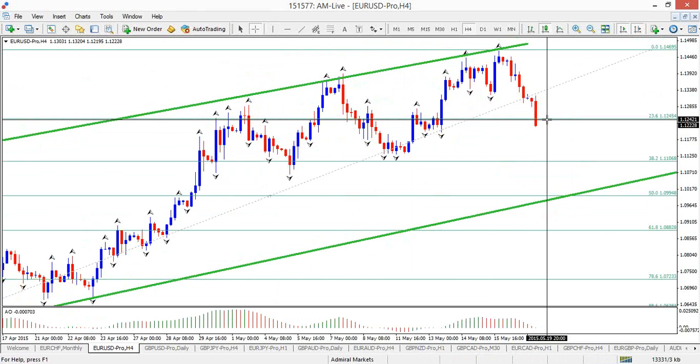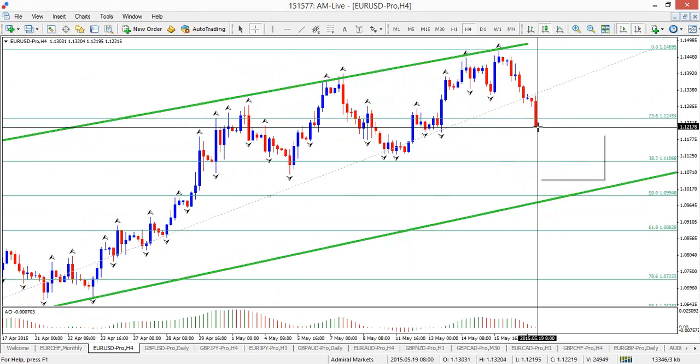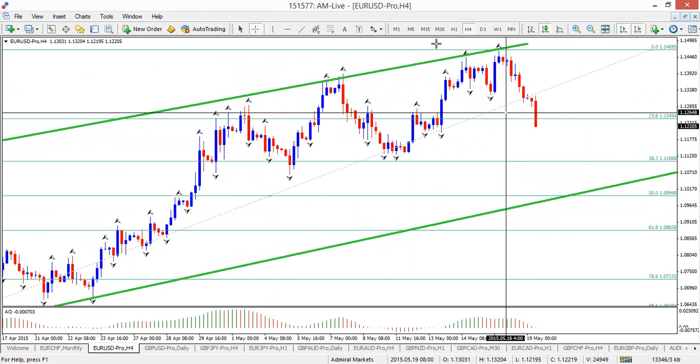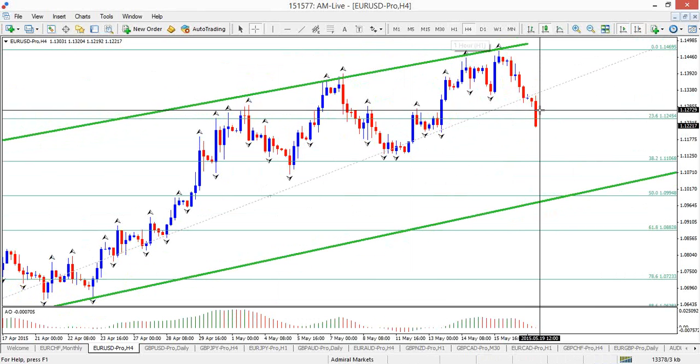If the close is within a quarter of the low, I would say it's a strong close to the downside. And if it's between 25 and a half, it's probably more neutral.